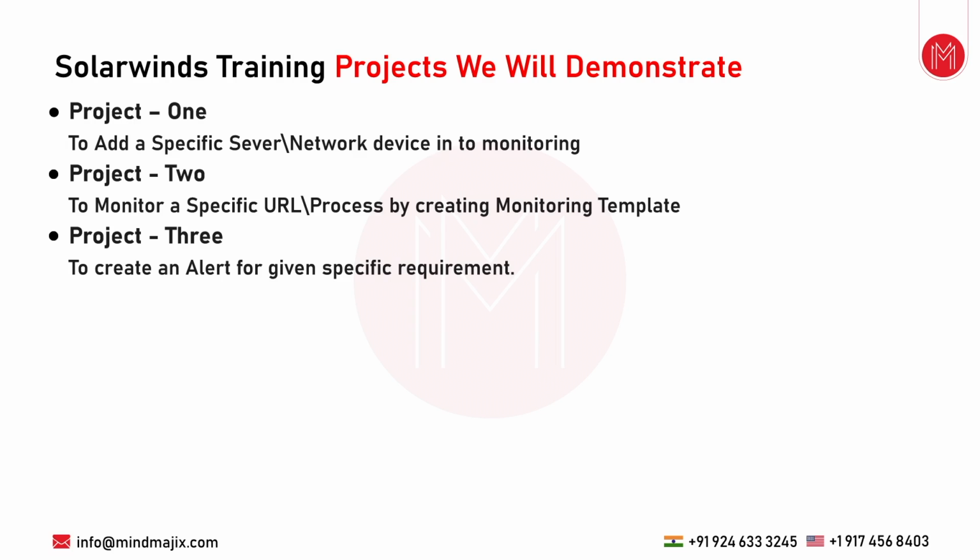There will be some out-of-the-box alerts given by SolarWinds itself, and rather than that, we can create customized alerts of our own for a given requirement. Say, suppose a customer says that if the CPU utilization of a particular process on the server has crossed 60%, then the customer wants an alert. So given a specific alert condition, how to create an alert, we will be showing as a project or live demonstration.